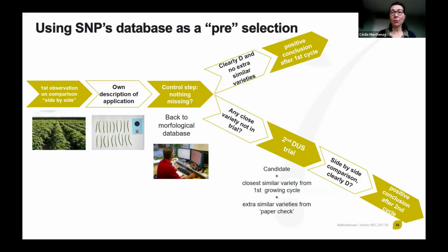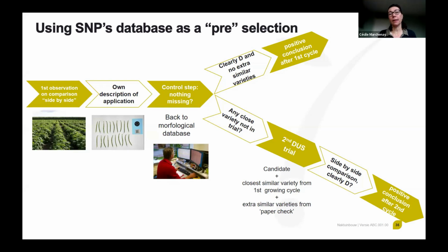And then comes a very important control step. Did we miss something? So we go back to our morphological database, and based on our own description, which is mostly more reliable than the TQ description, we will look if we did miss some comparing variety. Is it sufficiently distinct from all the comparing variety? No similar variety needed. Then we can already, after eventually one growing cycle, make a positive report.